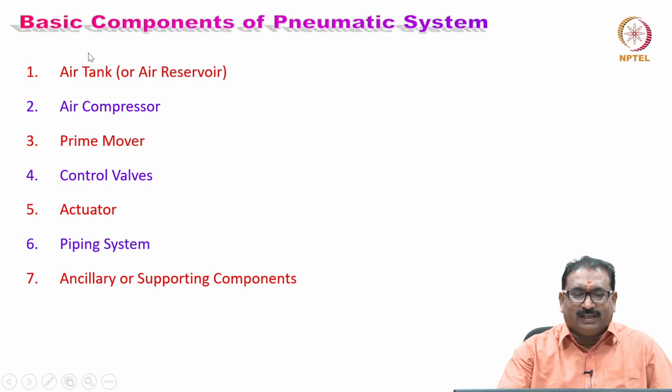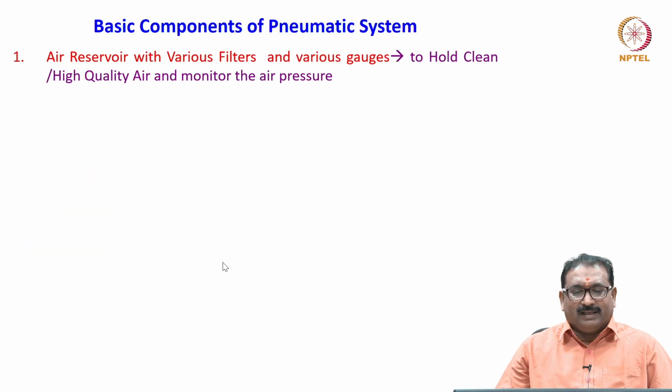But the major difference here is what? The air compressor. There it is a hydraulic pump. There also the tank is there, prime movers are there, control valves are there, actuators are there, piping system and ancillary devices are there. The air reservoir is equipped with various filters and various gauges to hold clean and high quality air and to monitor the air pressure.